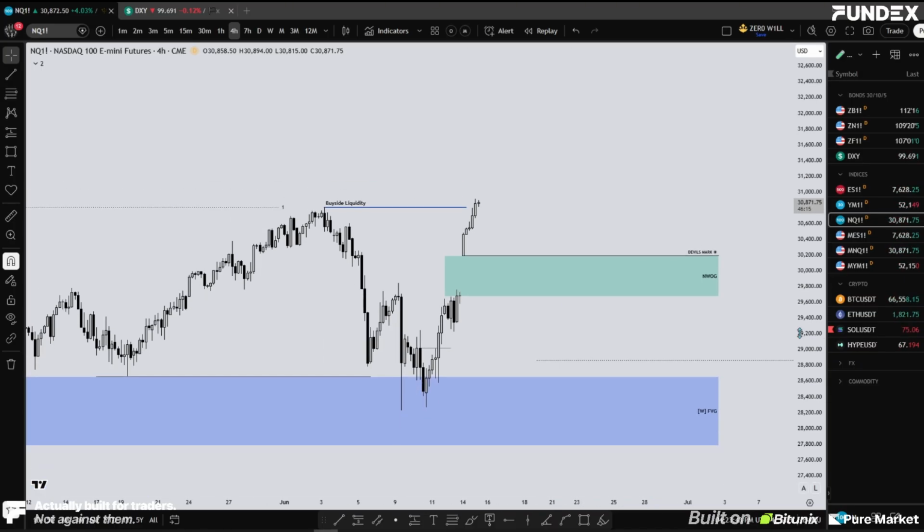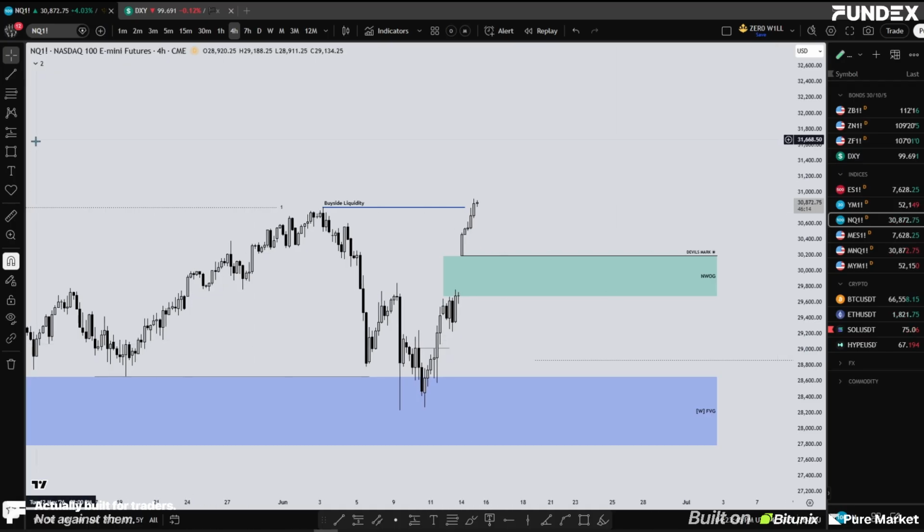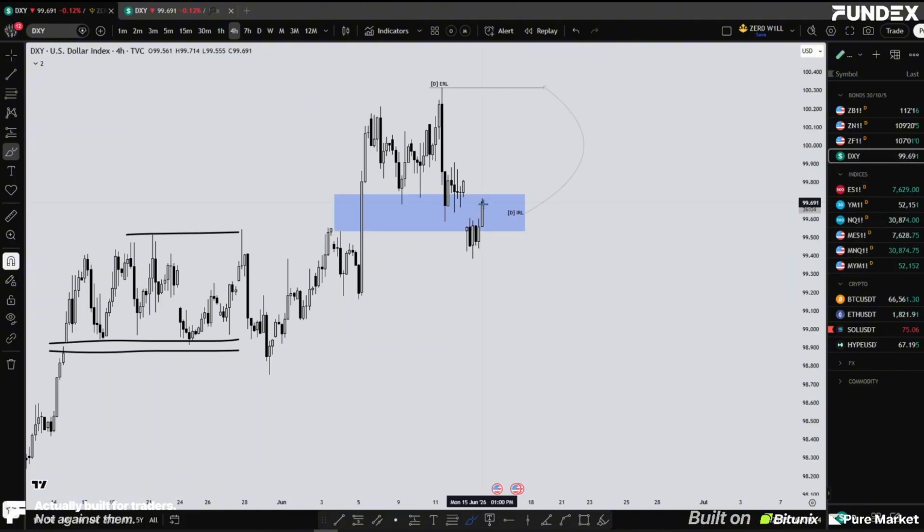So maybe Monday, Tuesday, we kind of move up a little bit. Maybe Wednesday is the catalyst to shoot us into here. Maybe dollar consolidates in here for a little bit. Maybe it pushes up and then consolidates. Something along those lines, because we are bullish dollar for now.